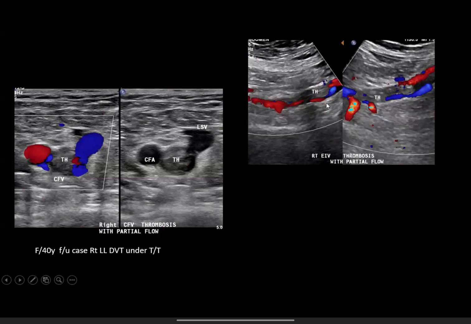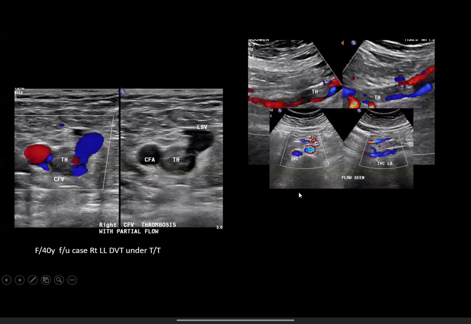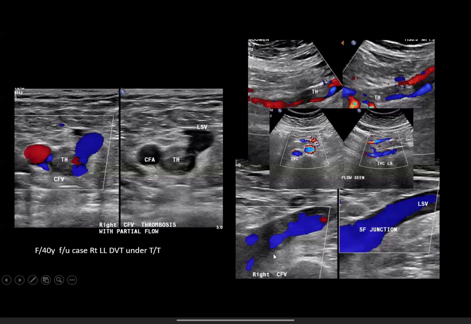We proceed proximally to see the iliac veins. The iliac veins are also showing thrombosis with some flow signals. IVC is normal. So the thrombus is in the femoral vein and extending proximally into the iliac segment. IVC is spared. Saphenofemoral junction is competent, normal, showing normal flow.